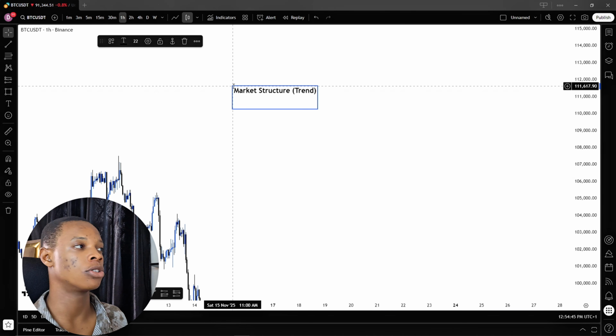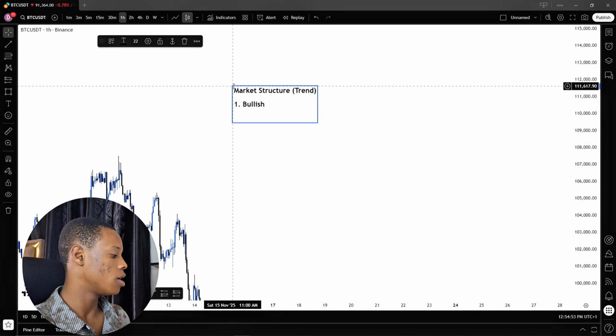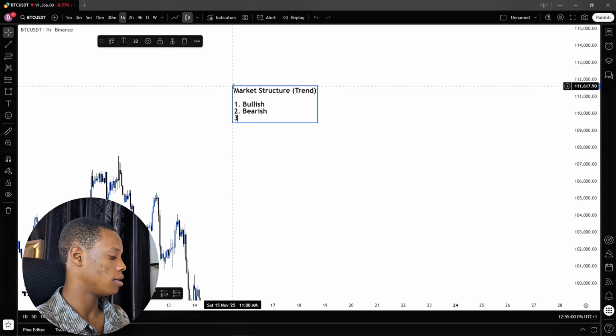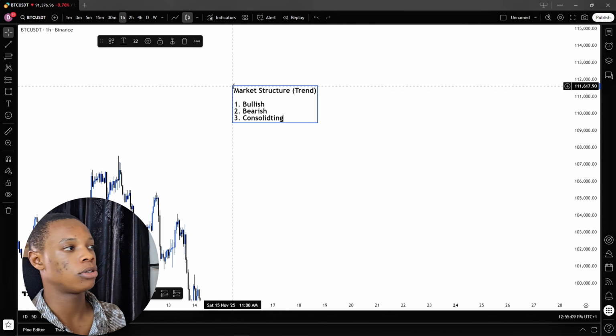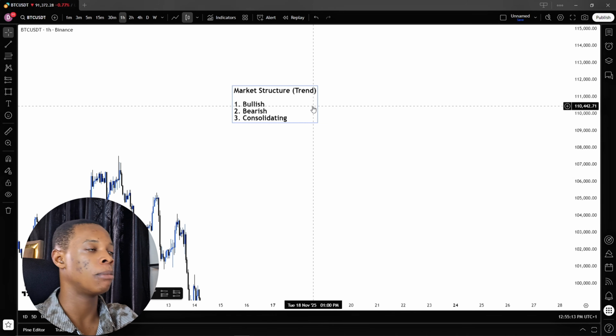We have three market structures. First, we have the bullish market structure. Second, we have the bearish structure. Then the final one, we have the consolidating market or the ranging market, right? These three different types of markets, I'm going to draw them out so you can easily see them and know the different markets.